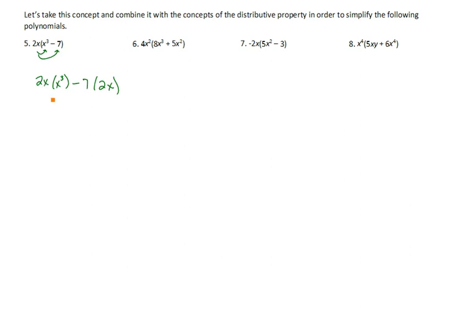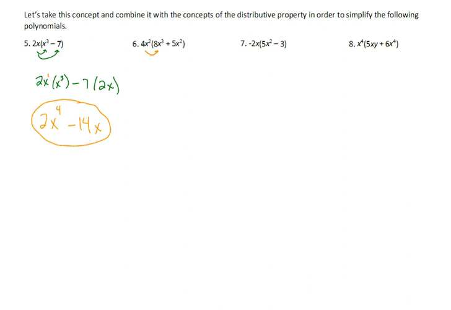Then I'm going to apply those concepts we just talked about. I have a 2 times a 1. I have an x to the 1st times an x to the 3rd. So I have an x to the 4th. I have a negative 7 times a 2, which is a negative 14. And I have an x. So again, we're distributing that term through, which means that we're probably going to be doing some multiplying of powers.